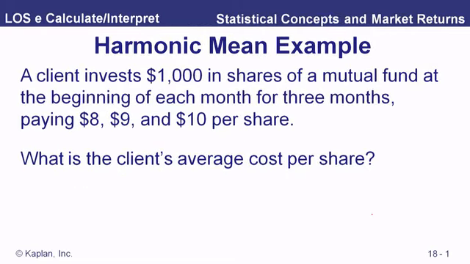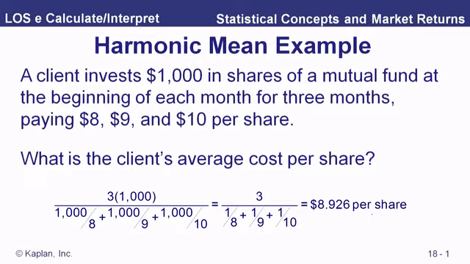So let's say a client invests $1,000 in shares of a mutual fund at the beginning of each month for 3 months. And the prices are $8, $9, and $10 per share. What is the client's average cost per share?